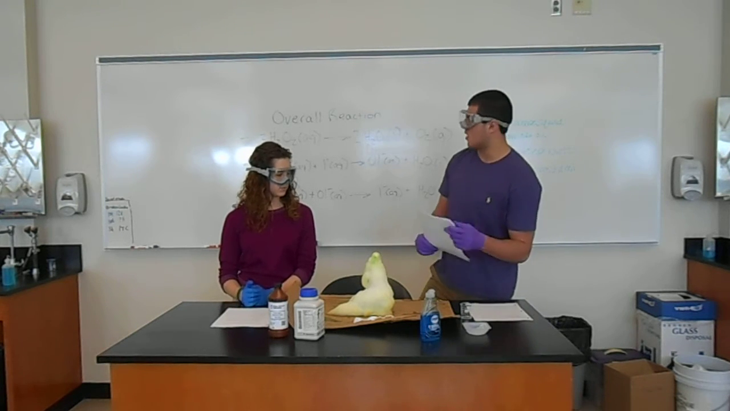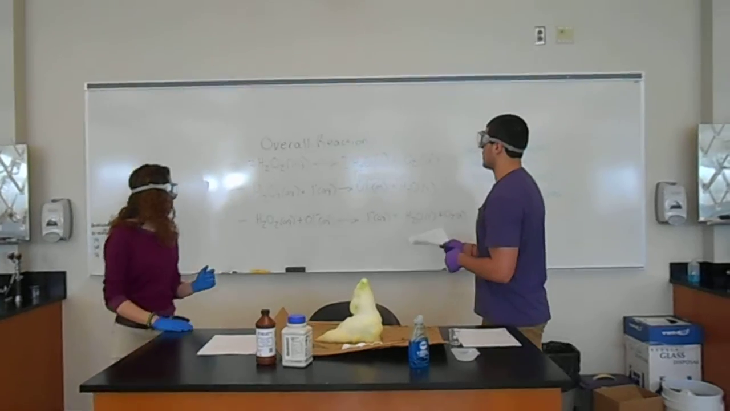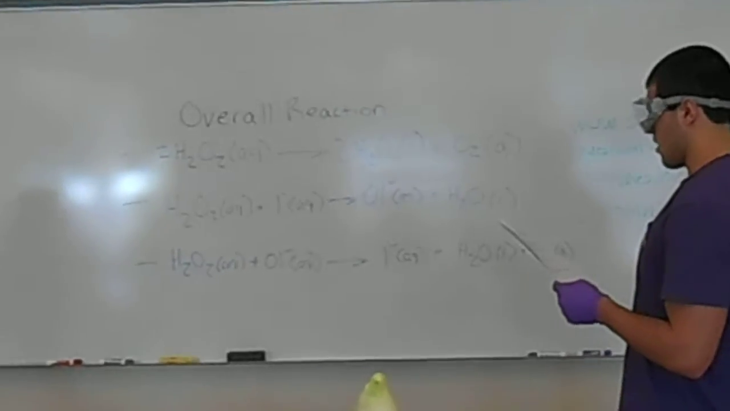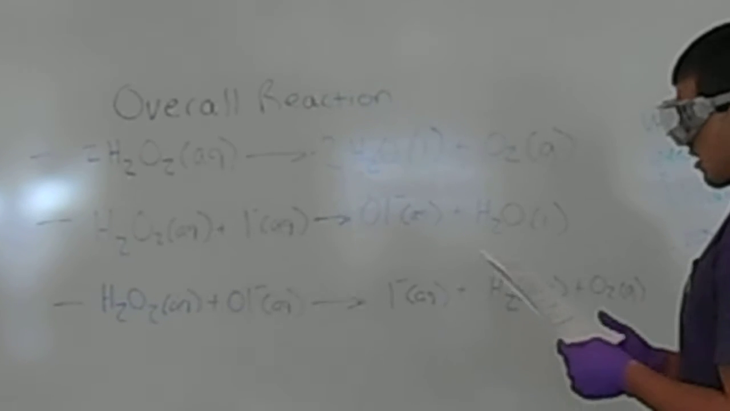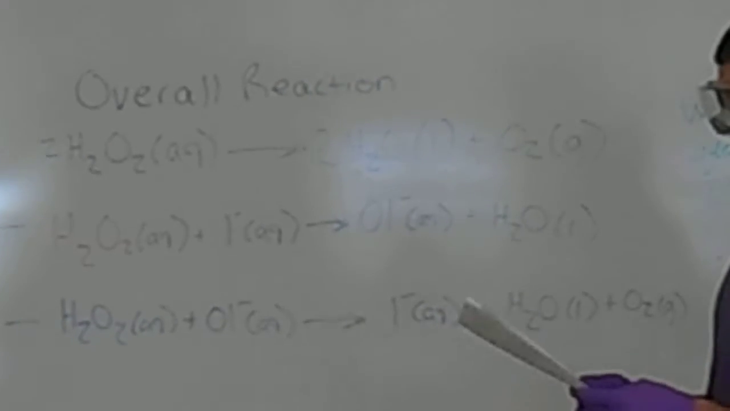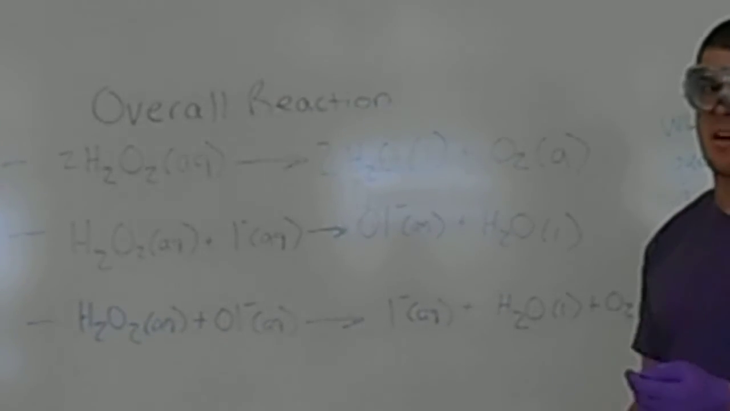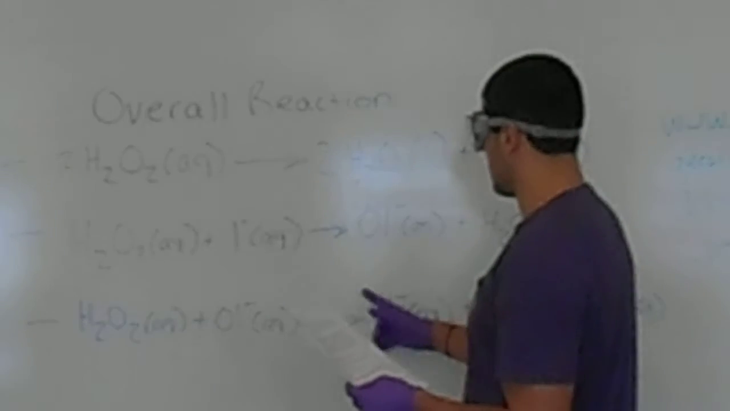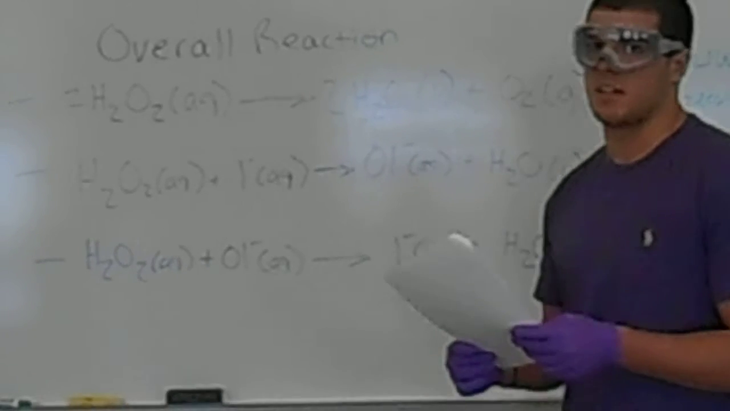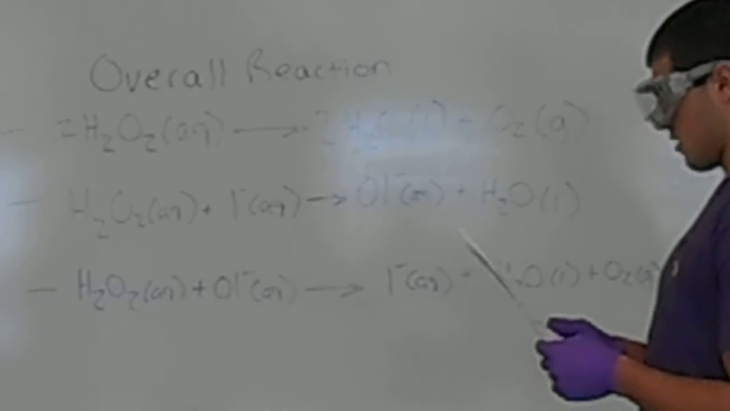Okay. And then these three equations we have written on the board. The first one is just the overall reaction of what's happening. And then in this experiment, there's a catalyst, which is the potassium iodide, which speeds up the reaction. So these two equations represent how the potassium iodide reacts and speeds it up.